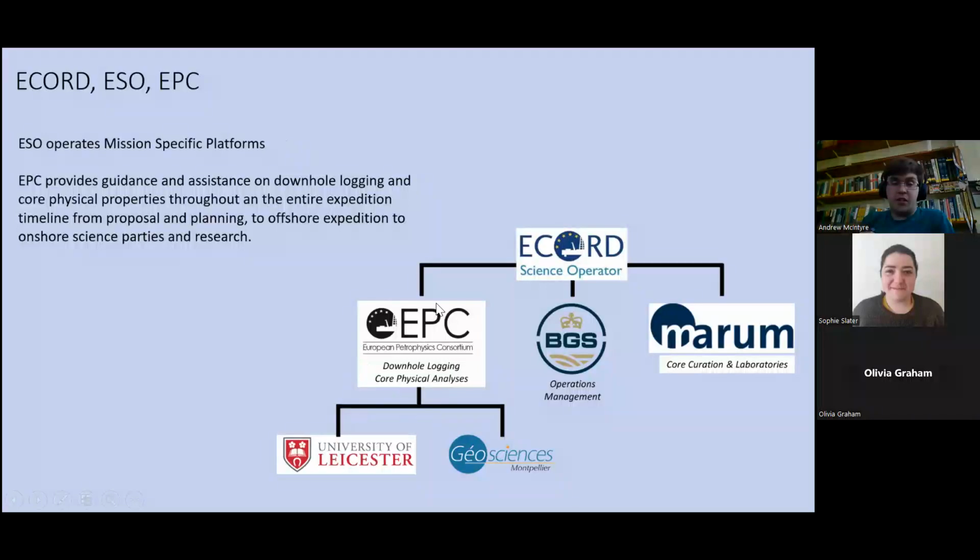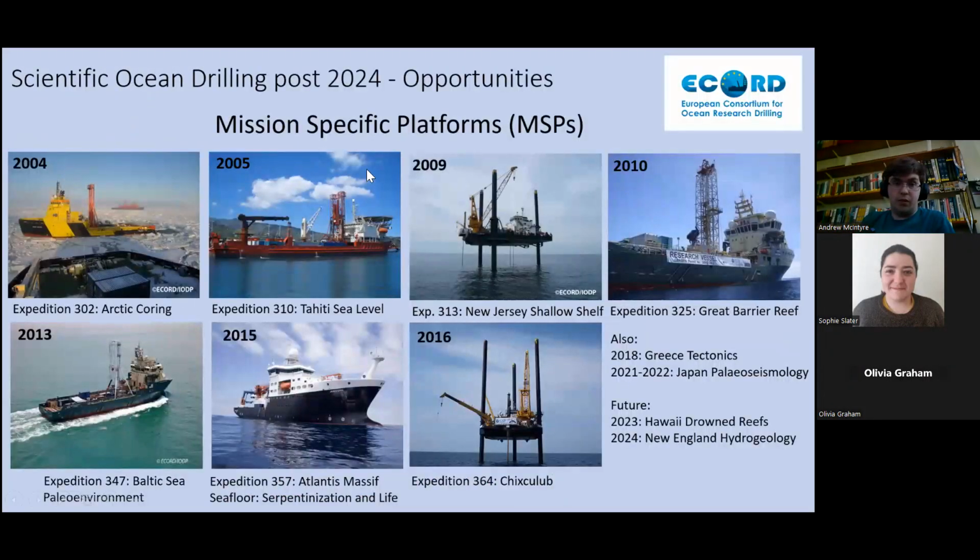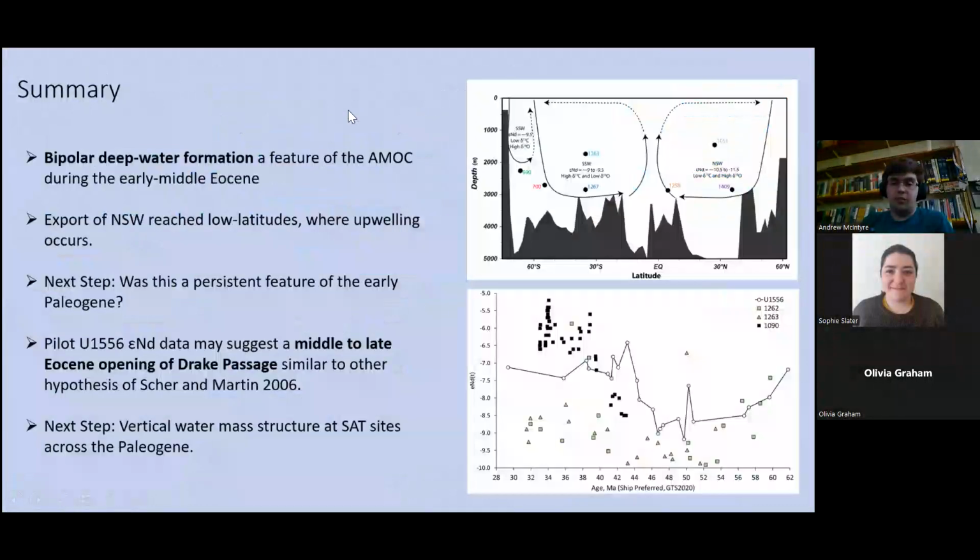What we specialize in is providing assistance in the downhole logging and the core physical properties work throughout a whole expedition timeline. So from proposal, going to the planning meetings that set up these expeditions, all the way through the offshore phase and the onshore phase, because on MSPs there's an onshore science phase as well as offshore, and then continuing on with research afterwards. So mission-specific platforms are ECORD's platform that they contribute toward in IODP.